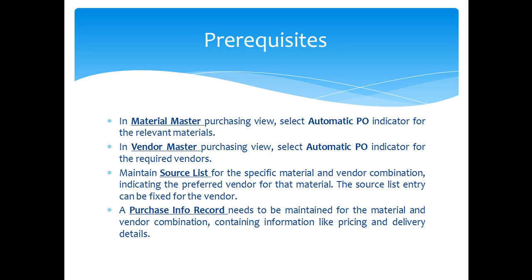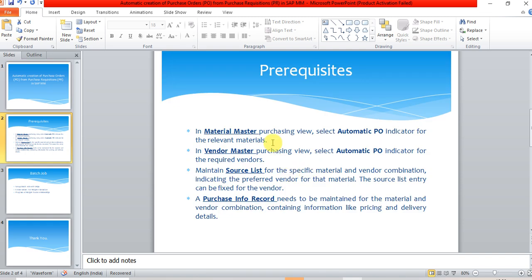Fourth, we need to maintain a purchasing info record for the material vendor combination, where we maintain price, and from that info record the system determines the price in the purchase order. So we'll log into the system and check how this purchase requisition converts to a purchase order automatically.